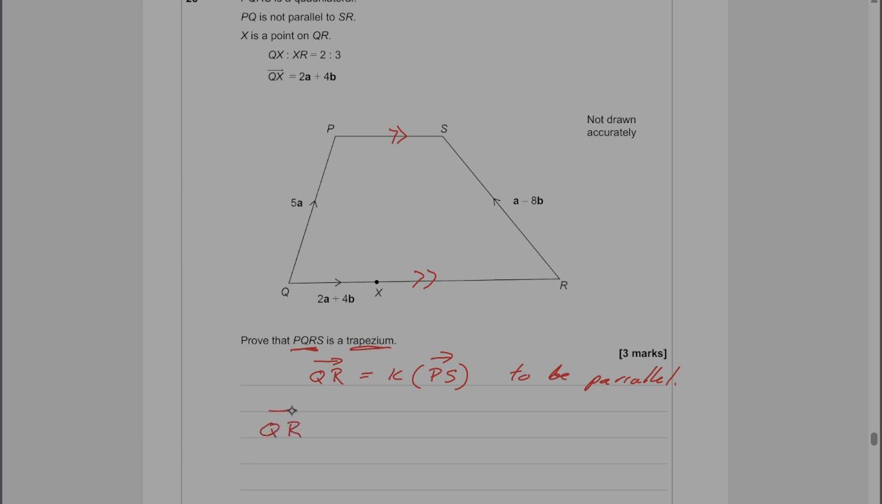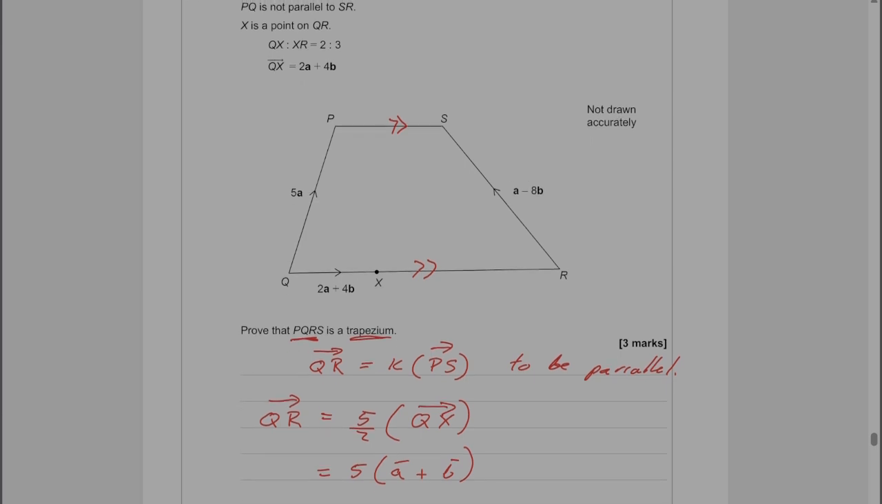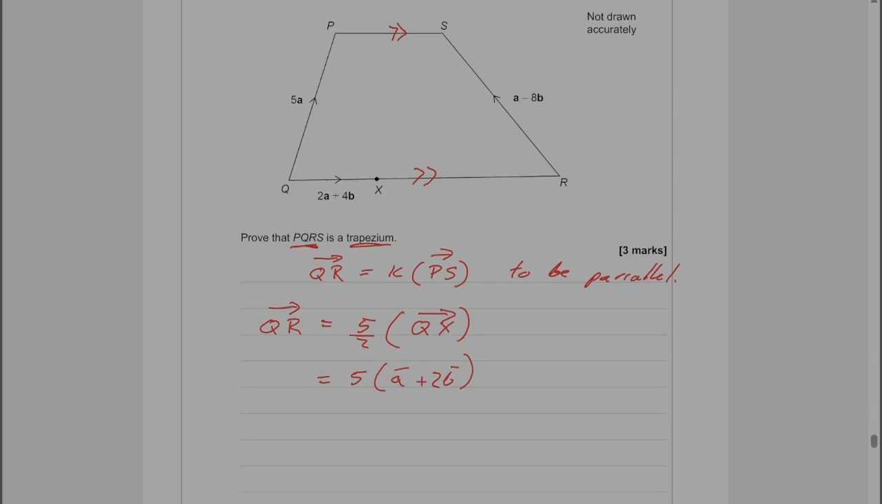So Q to R is going to be equal to 5 halves of Q to X. So that's going to be equal to 2A divided by 2, so it's going to be 5 lots of A plus B. So all I've done is divide that by 2. Could multiply that out, but I'm not going to.